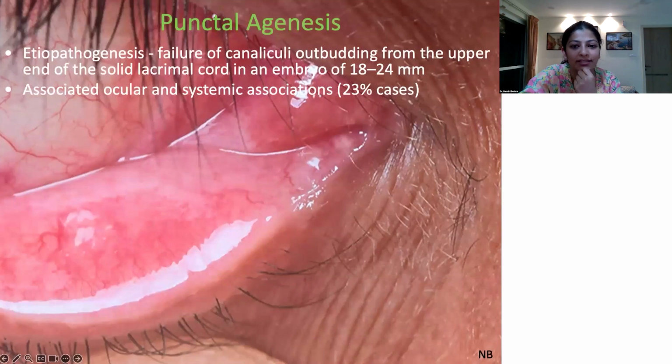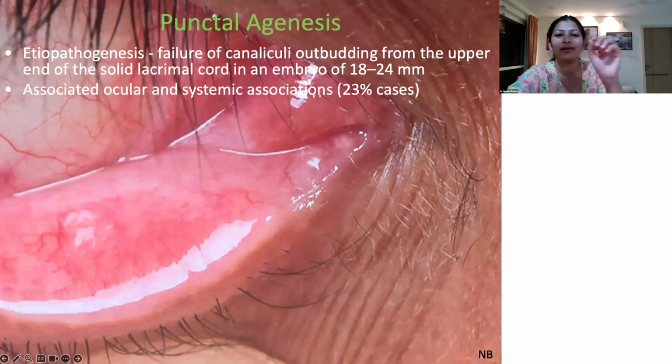So punctal agenesis. You always need to ask the parents whether there is watering along with a lot of mucopurulent discharge, or just minimal discharge. Now, when you have minimal discharge but a lot of watering, that is when you should suspect there is something wrong or something going on with the puncta as such. So in this situation, you should always look at the puncta. So how does punctal agenesis look?